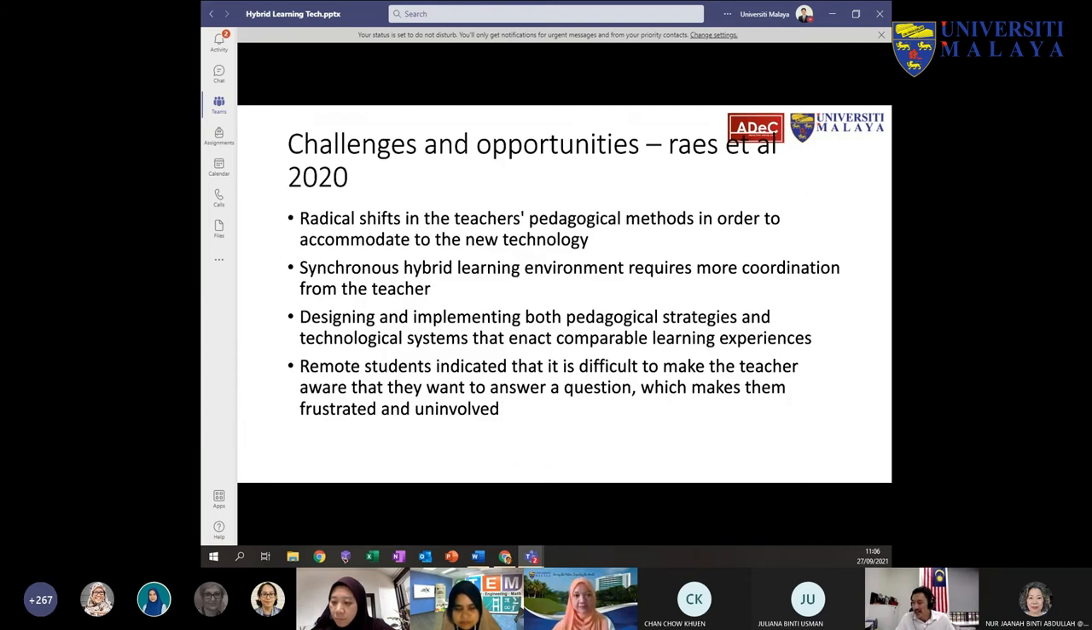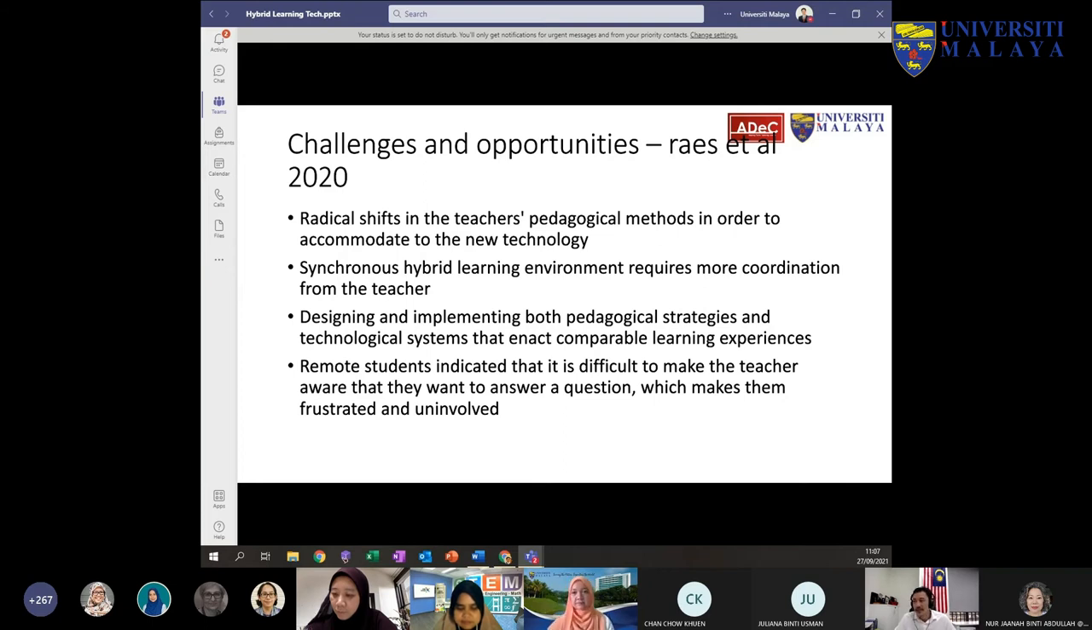Okay, so challenges and apologies. So I got this from a paper released in 2020. So this is quite a new paper. I shared the reference at the end of the PowerPoint. You can download that PowerPoint in our Teams. So the first one is that hybrid learning is actually a radical shift in teachers' pedagogical methods in order to accommodate the new technology. So the key word here is actually pedagogical methods. We need to update ourselves with the suitable pedagogical methods to accommodate hybrid learning.